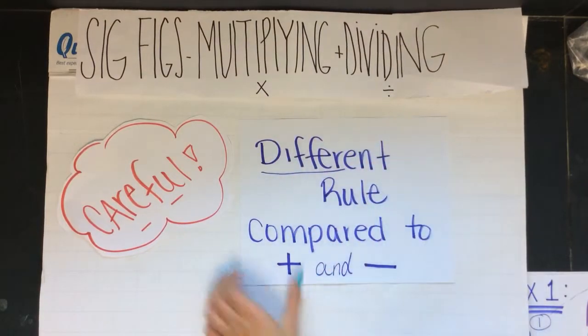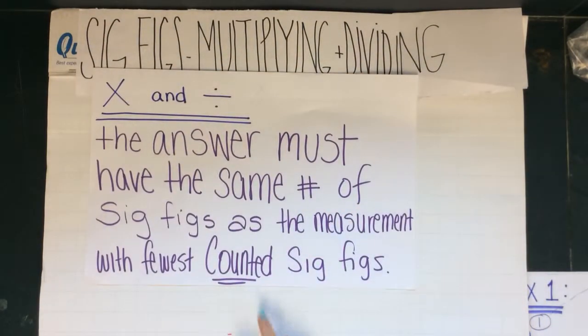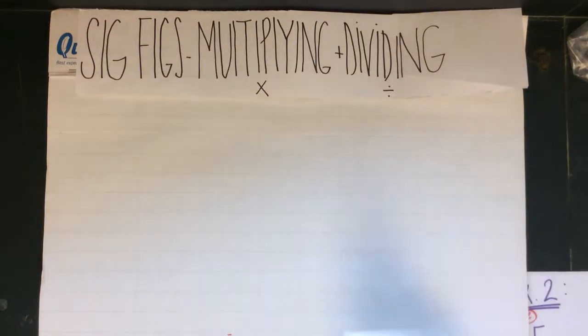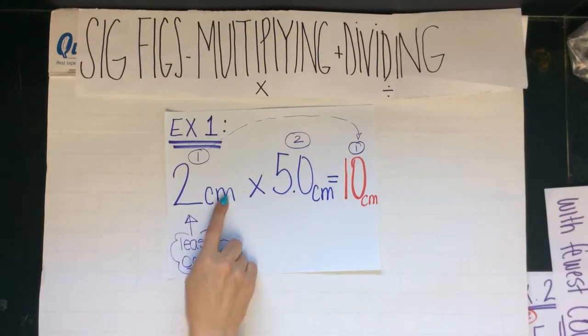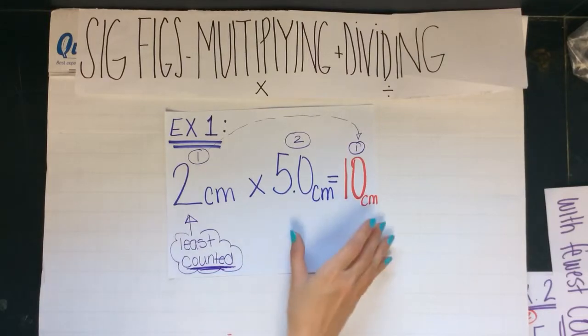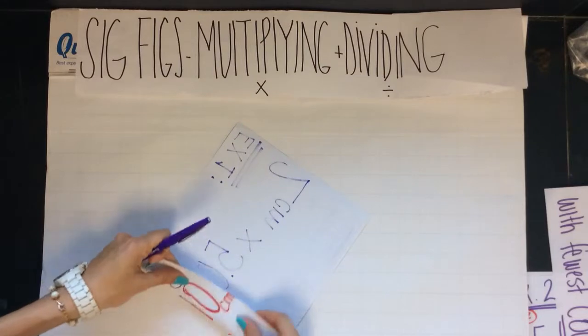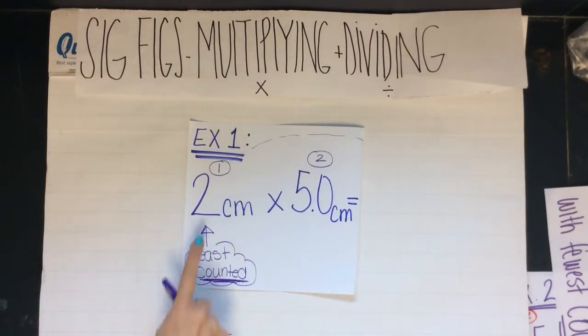Multiplying and dividing, we actually are going to do total counted sig figs. So what do I mean by that? Well, let's dive into an example. Example 1. Here are my two measurements, 2 centimeters and 5.0 centimeters. For right now, let's just ignore our answer. Let me fold that back for you. That's a measurement and that's a measurement.